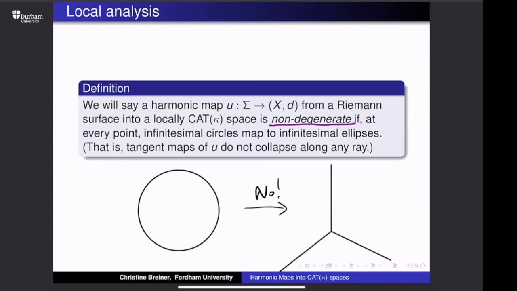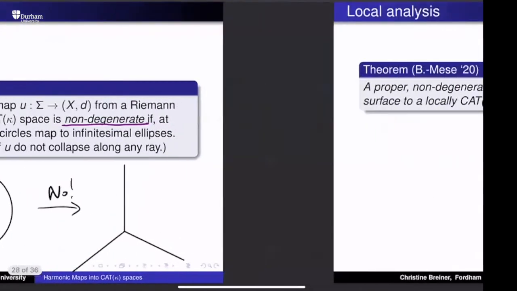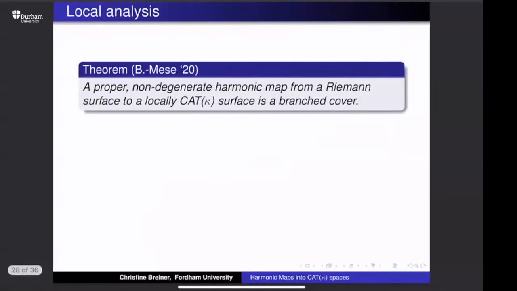And the big result that we prove that gets at the uniformization is that if we have a proper and non-degenerate harmonic map from a Riemann surface to a locally CAT(κ) surface, then you actually have a branched cover. So once we have the branched cover, then we're almost done. So the main work is to get this theorem. This is the big part of the work.